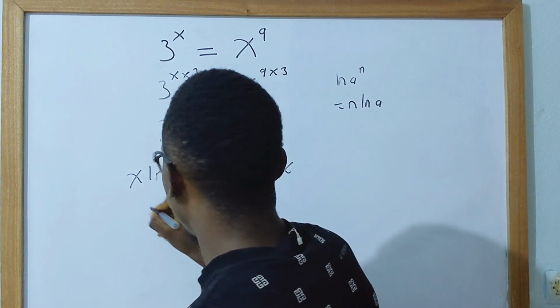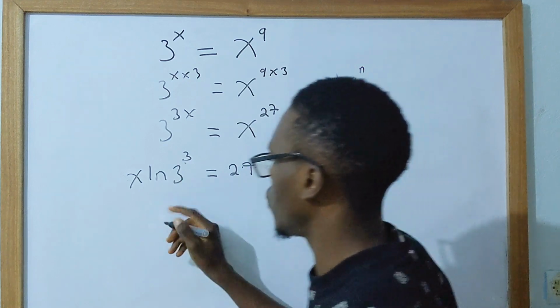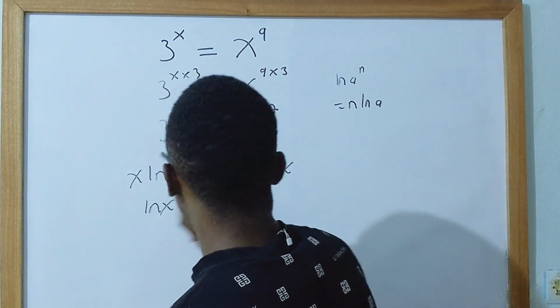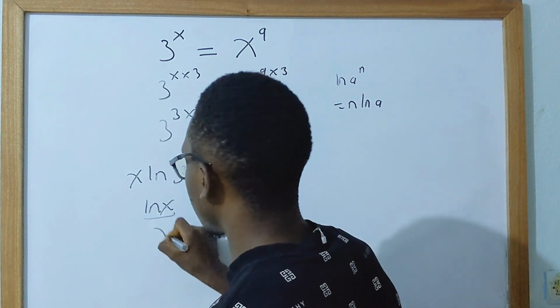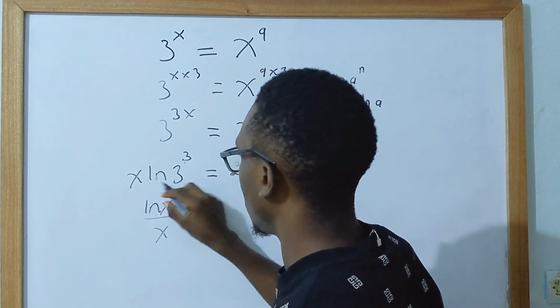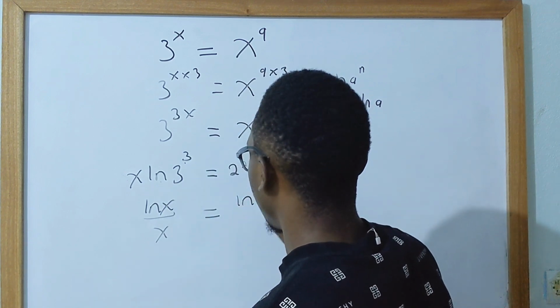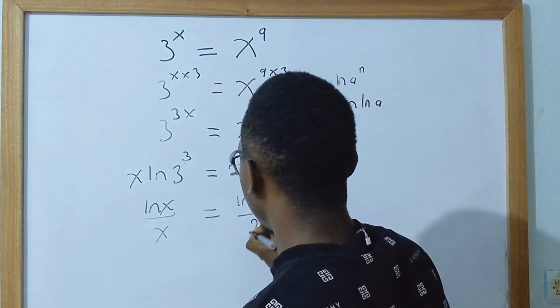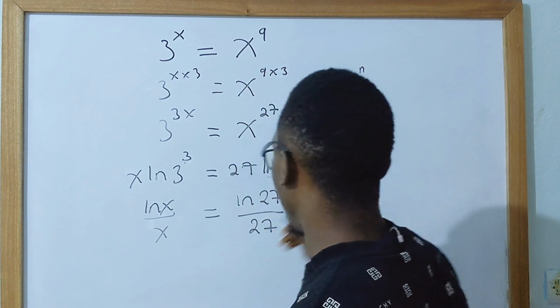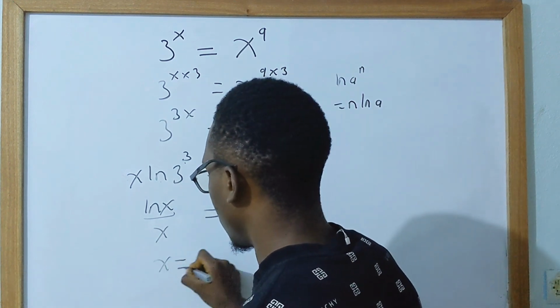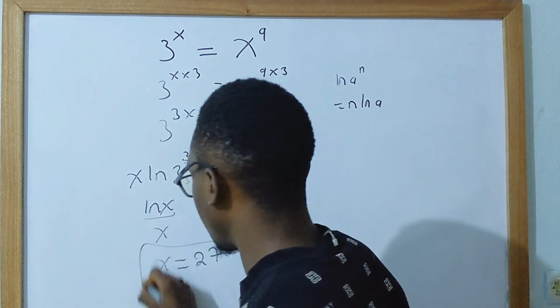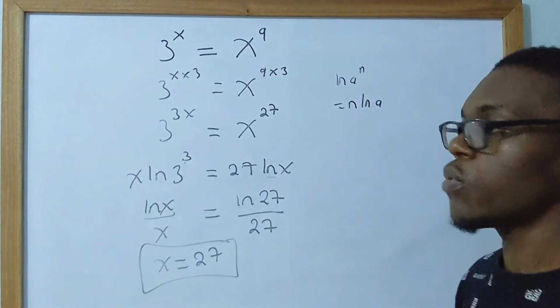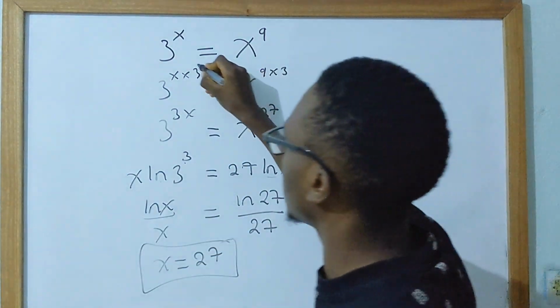Hence, you can divide by x and by 27, and you are going to have ln x all over x is equal to ln 3 to the power 3, which is 27, all over 27. We find ourselves having x is equal to 27. We're going to ask the question, why are we using this 3 at this point?